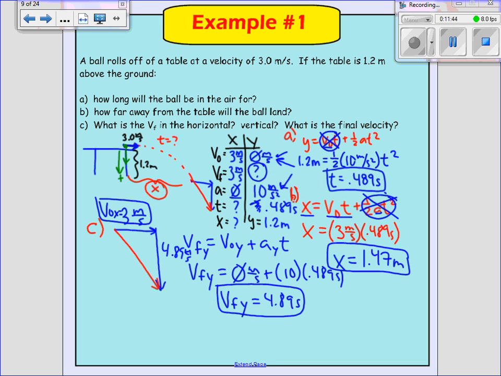And now to find the final velocity, we can solve for this vector here using the Pythagorean theorem. The Pythagorean theorem is a squared plus b squared equals c squared. My a is 3. My b is the 4.89. Set that equal to c squared and solve. For my c, that'll be my final velocity. So 3 squared, which is 9, plus 4.89 squared, square root of that answer, and that gives me my final velocity of approximately 5.74 meters per second.